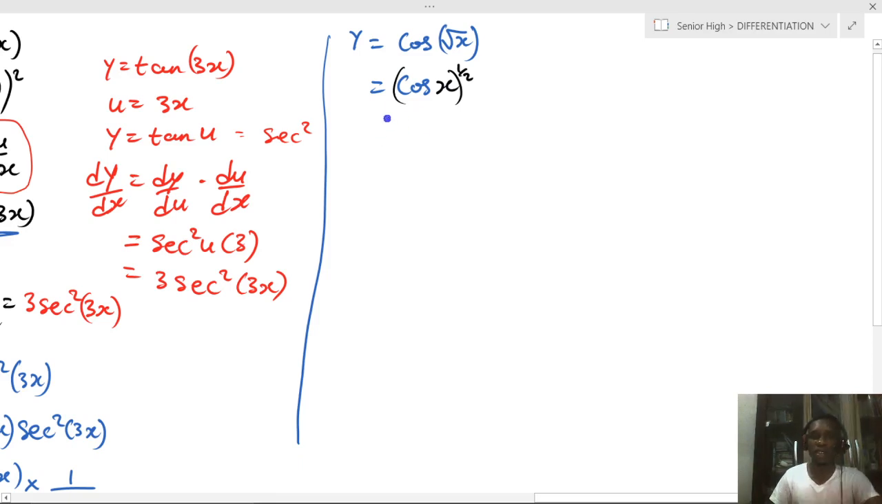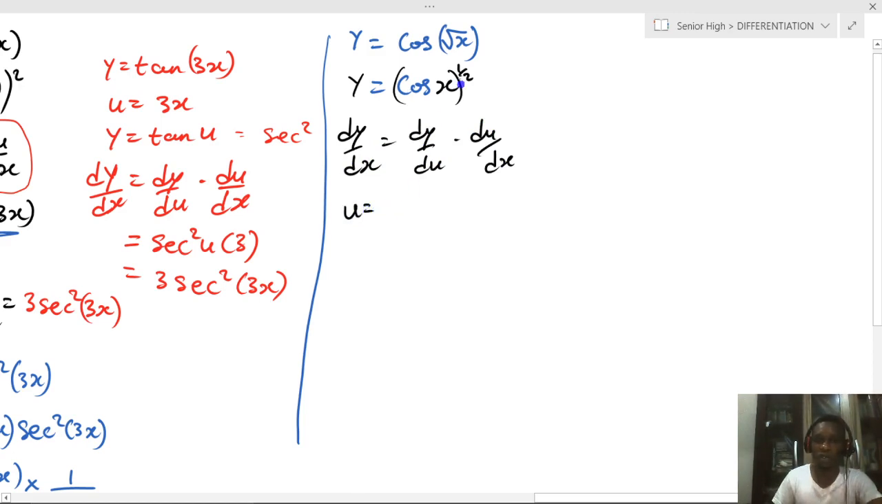Now that it's like this, you can solve it, because this is actually a chain rule, or function of function, whichever you want to call it. So remember what the function of function rule is? dy/dx will give us dy/du multiplying du/dx. So we first have to bring out our u. What will be our value of u? It will be the one inside, our cos x. And then our y will be equal to u raised to the power of 1 over 2.